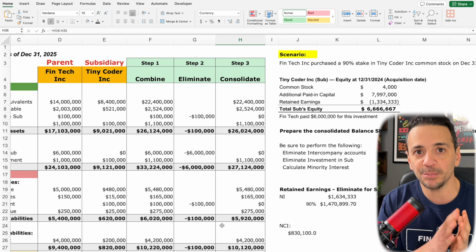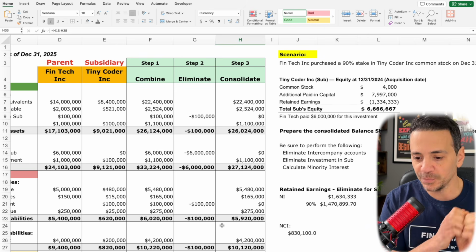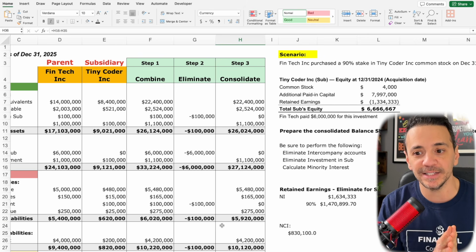This has been a simplified approach to how to combine the balance sheet for a parent and a sub, as painless as possible. I hope that you guys enjoyed it.